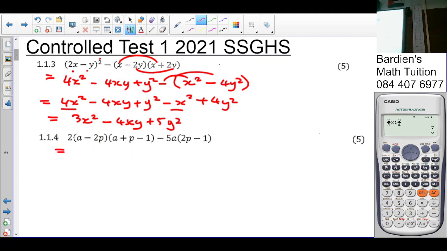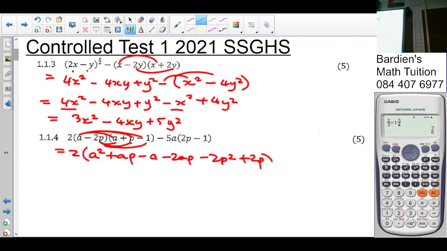The next one, again, multiply. You're going to multiply the brackets in first. So it's going to be a times a is a squared plus ap minus a minus 2ap minus 2p squared plus 2p minus, and you multiply that in. It's going to give you 5a, and not 5 but 10ap plus 5.